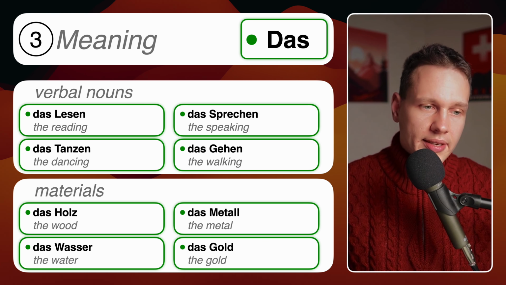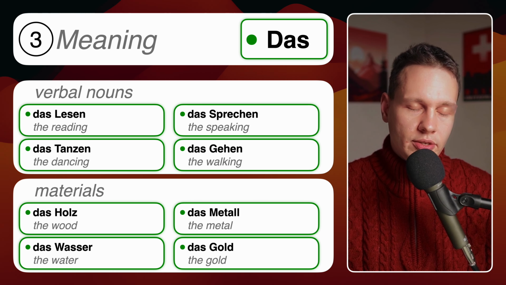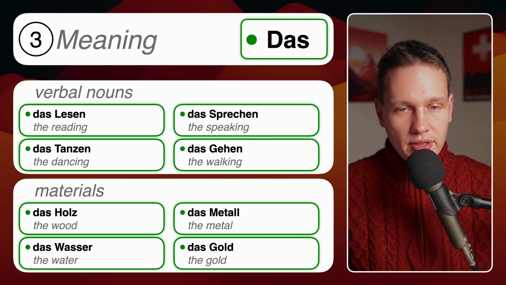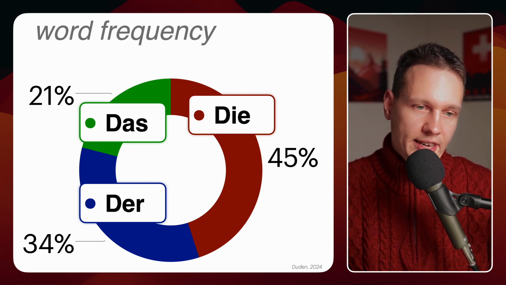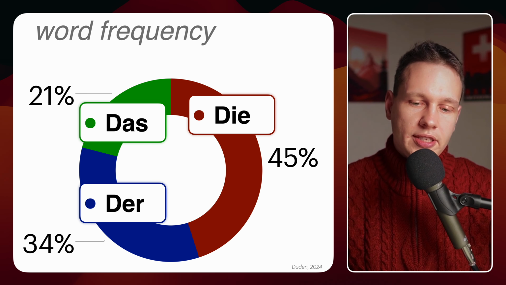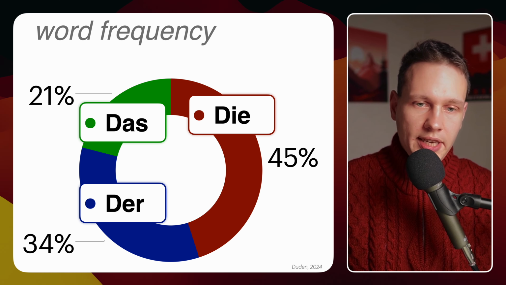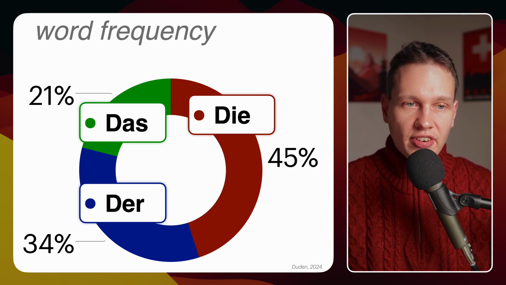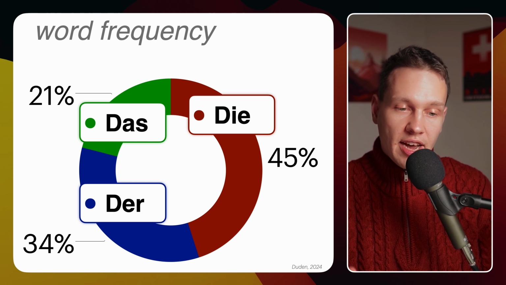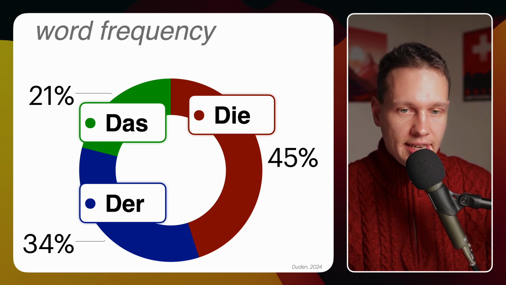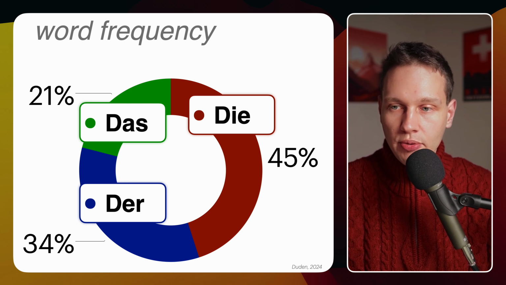All right, so these were a lot of information, but definitely you will come across situations where you just have no idea what the gender is. And I have a tip for you. Look at this graphic here, which shows the word frequency according to the Duden, which is the authoritative German dictionary. And you see that 45% of all words are feminine. So if you just have no clue at all, I suggest you just try feminine. And in almost half the time, you will probably be right.